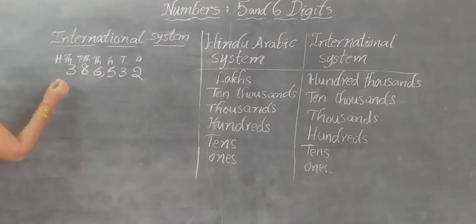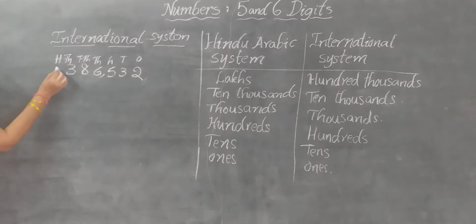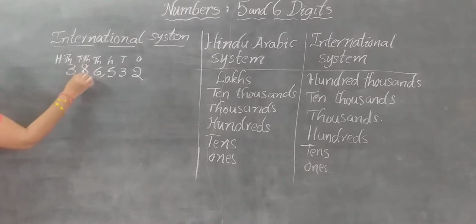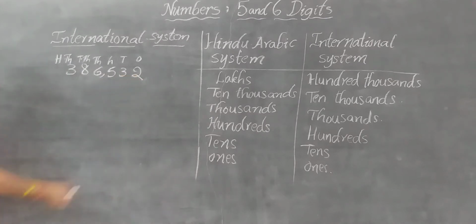Observe carefully, children. This is in the international system. So 386,000. We have to read like that. See once again. 300,000, 80,000, 6,000. 386,000 and 532. See, I am writing here. You also try to say: 300,000, 386,000.